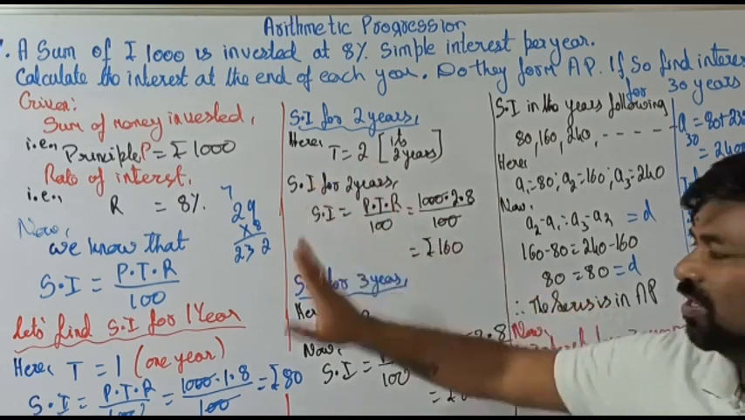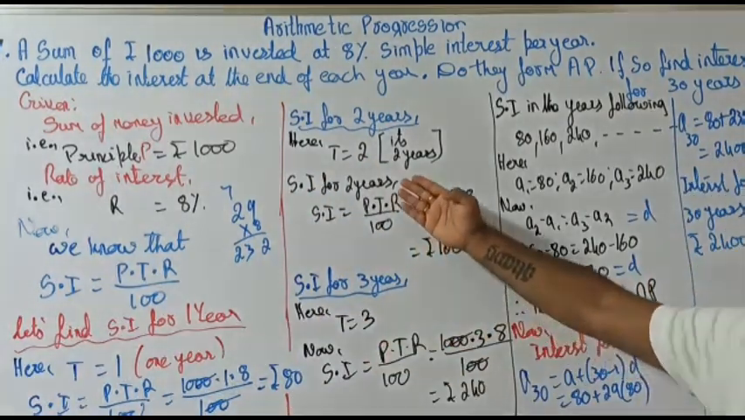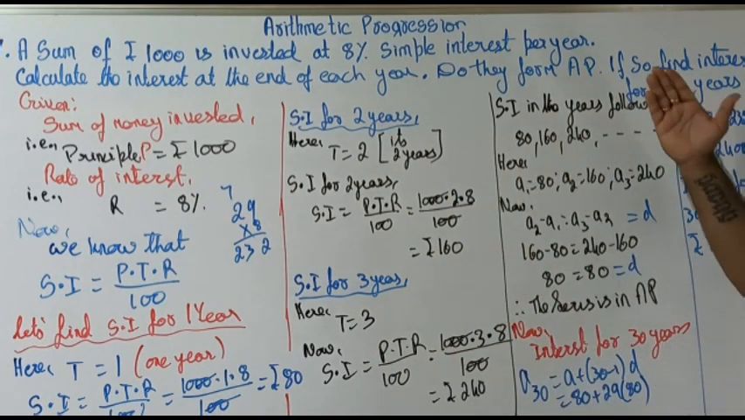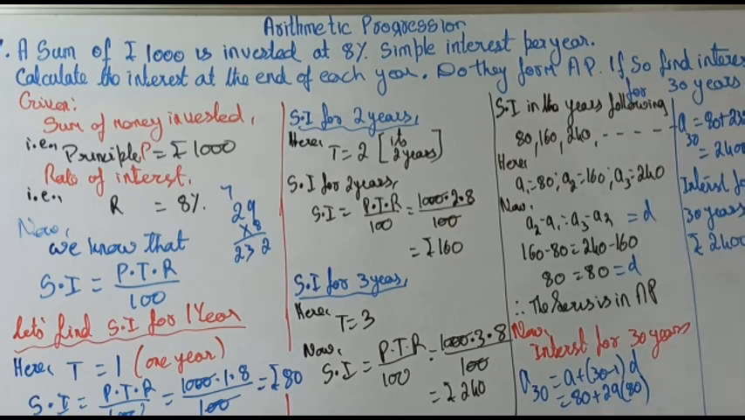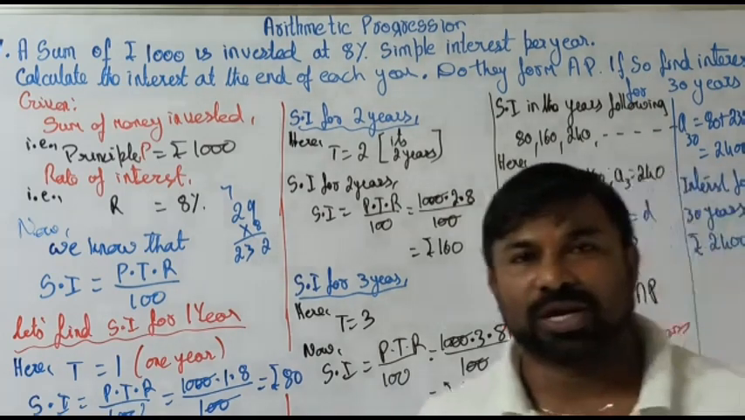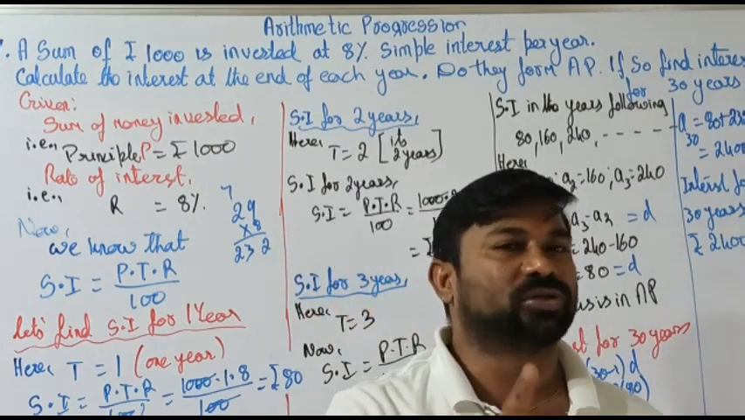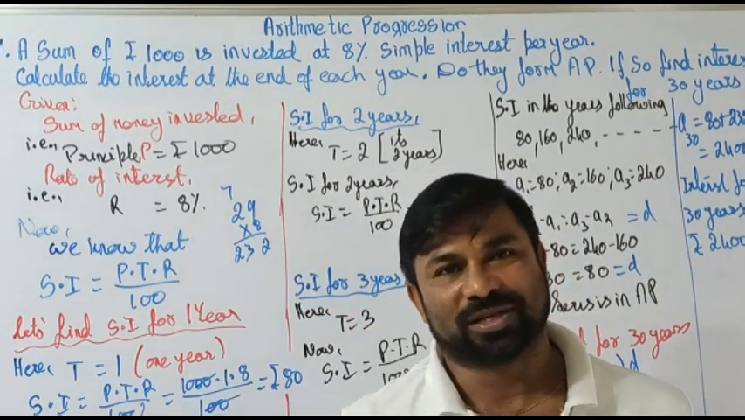So for the first year the interest is 80, for the second year the interest is 160, third year is 240. By the end of 30 years the interest is going to be 2,400. Hope you are able to understand this beautiful real life application of progression, that is arithmetic progression.